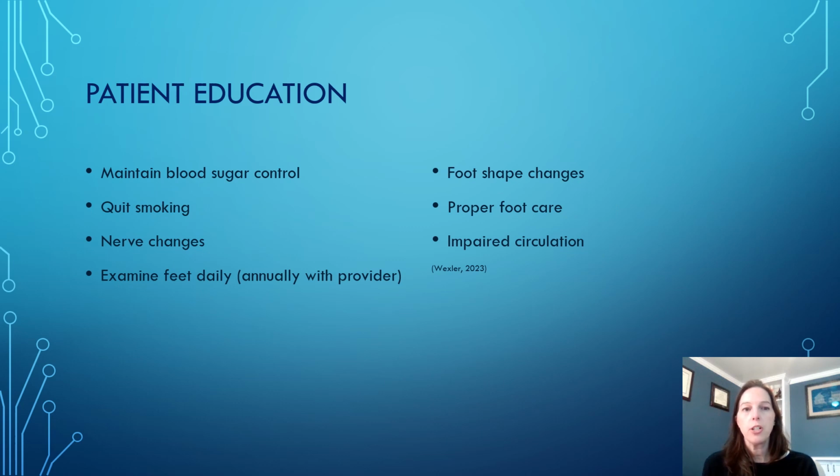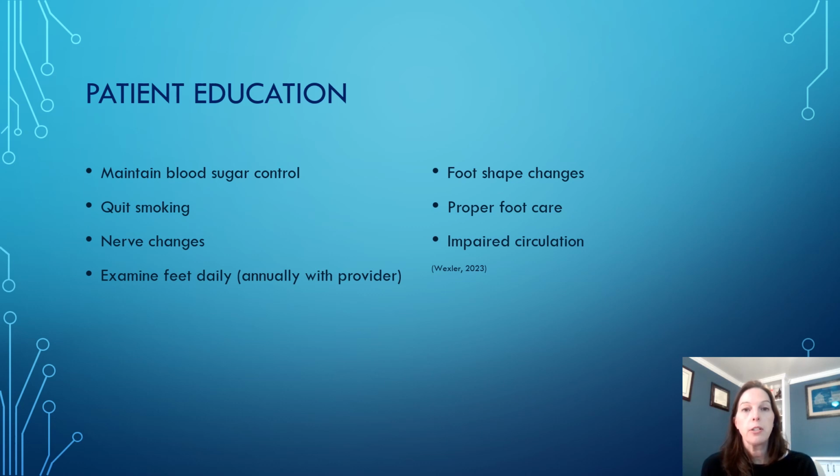So what is that education that we need to provide to our patients and their families? Well, we need them to maintain their blood sugar control. Now that level is determined with, the patient determines that with their endocrinologist or their primary care doctor. And we really want to try to keep them in that range. And it can be harder because when you have an infection, your blood sugar will go higher. And then we want patients to quit smoking if they still smoke. It is a big risk for peripheral artery disease, and it can prevent healing of that ulcer.